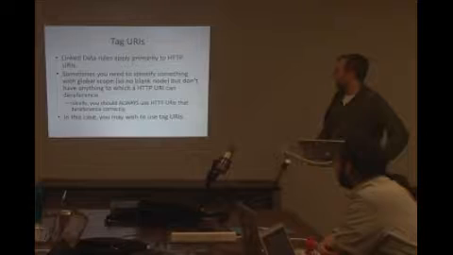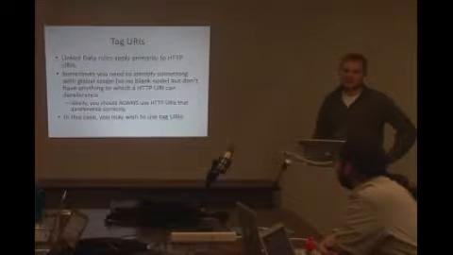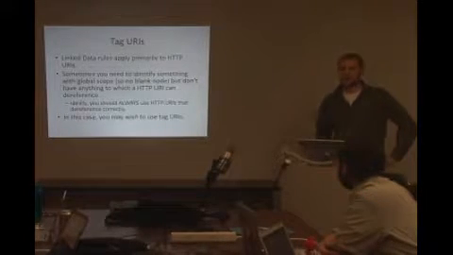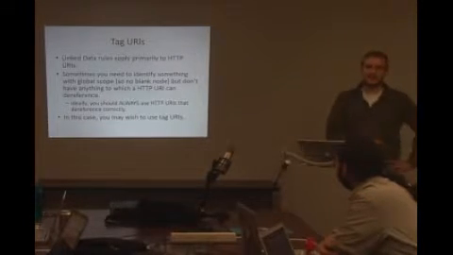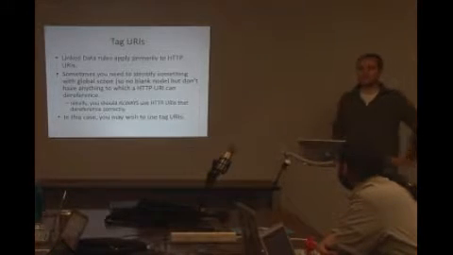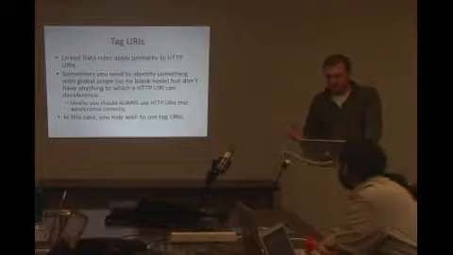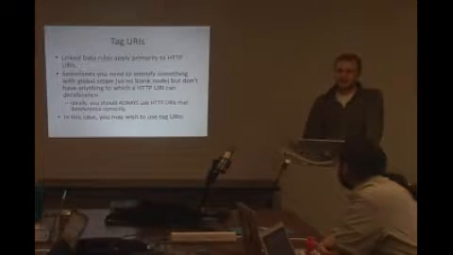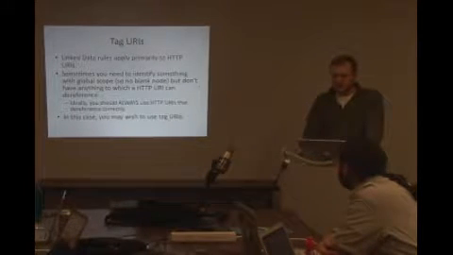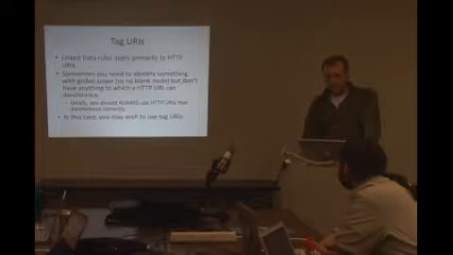So, linked data rules really apply to HTTP URIs, right? Well, aside from the one that says use HTTP URIs. If you're not using HTTP URIs, then that 303 and 200 OK stuff doesn't really apply. But sometimes you need to identify something with global scope. So no blank nodes. You want global scope on the web, but you don't have anything to which an HTTP URI can be referenced.